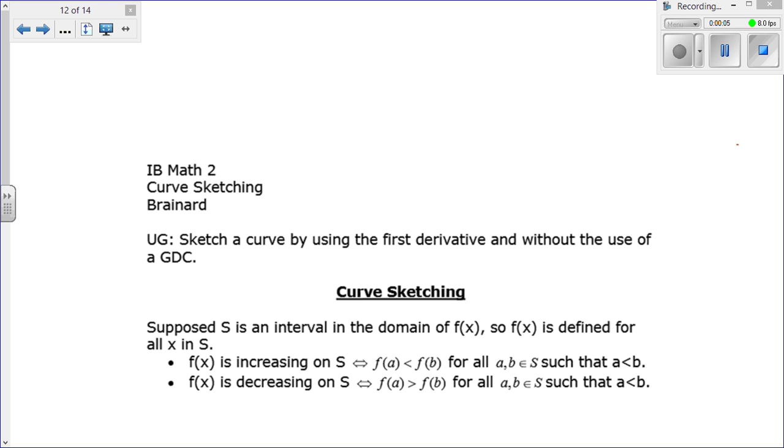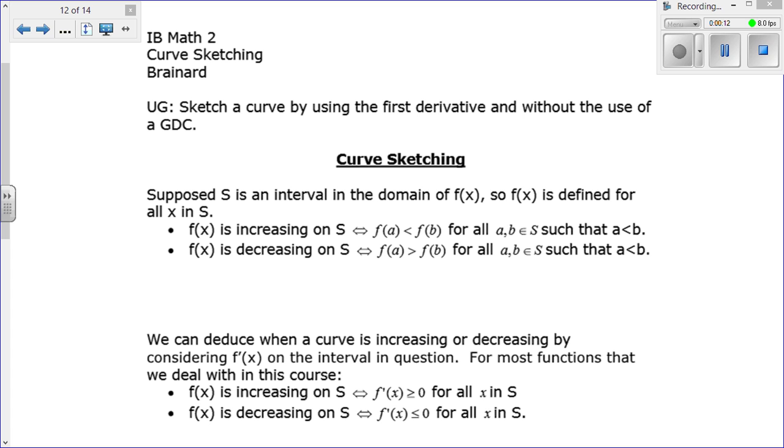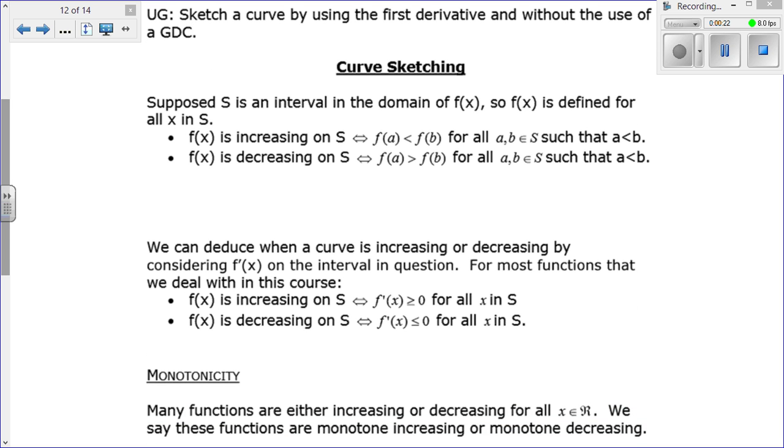Hi, and welcome to day 5 of Applications of Calculus. So today we're going to start talking about curve sketching. Our understanding goal is to sketch a curve by using the first derivative and without the use of a GDC or a graphing calculator. Curve sketching.